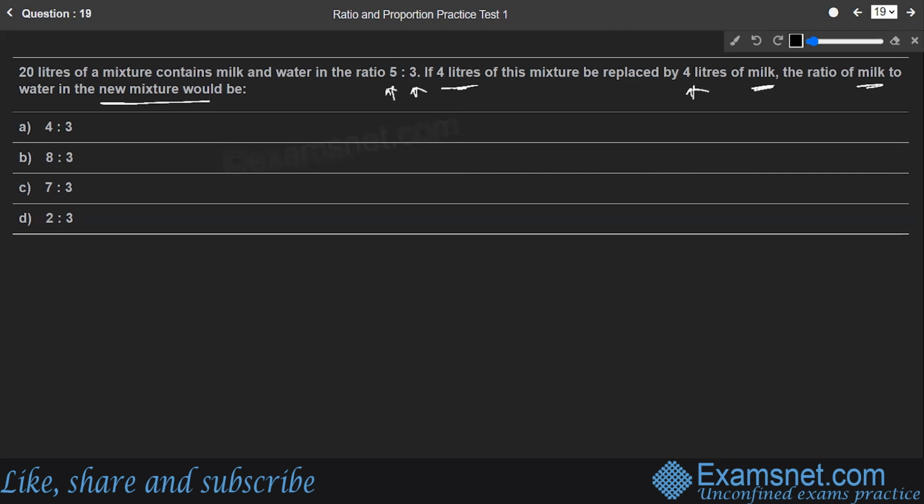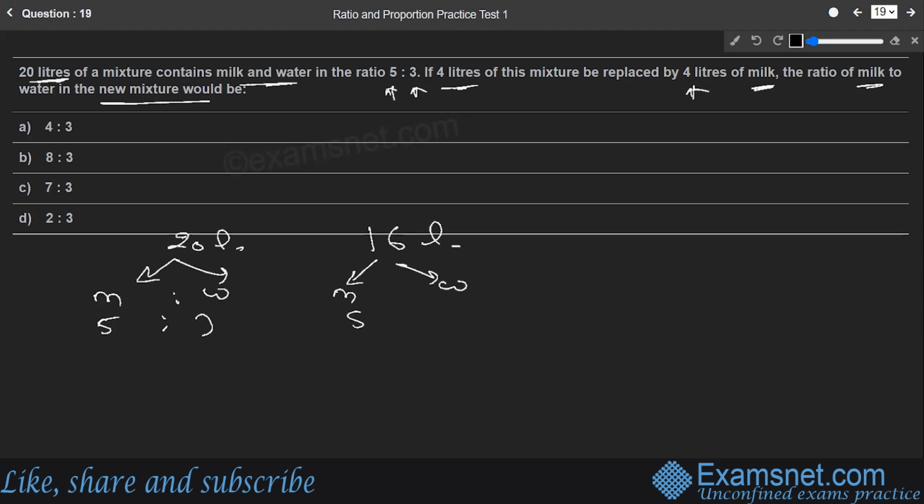So what is the initial thing that has been given to us? 20 liters of mixture contains milk and water in the ratio 5:3. So there is a 20 liter mixture which has milk and water in the ratio 5:3. If 4 liters of this mixture is replaced, so if 4 liters of mixture has gone, how much mixture is left? 16 liters is left. In that 16 liters, the milk and water ratio will still be the same, that is 5:3.